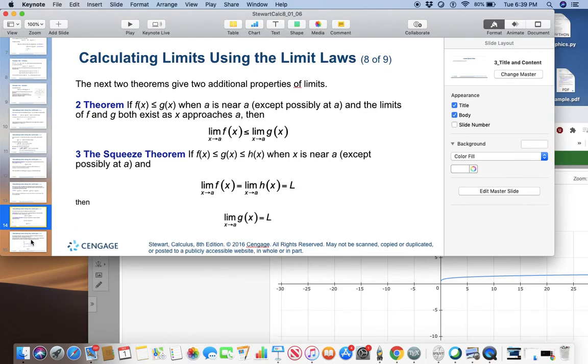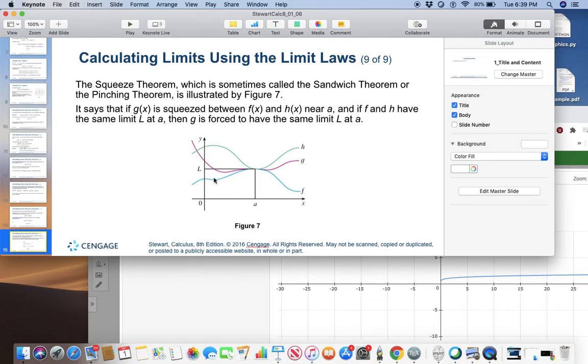There is a very nice picturization of this. Here we go. f is here below, h is here above, and g is sandwiched between the two. Notice g could go far away, right? But near a, g is stuck between these two. So much so that h is approaching a certain number L, f is also approaching the same number L, then g gets squeezed between the two. Therefore, g will also have the same limit. Okay? The squeeze theorem is also called the sandwich theorem or the pinching theorem.